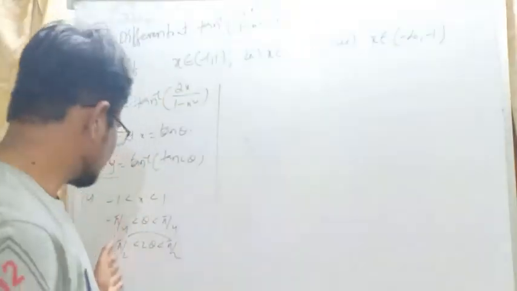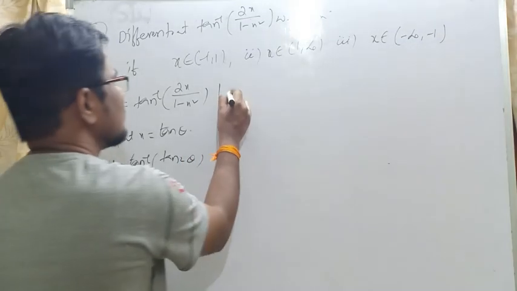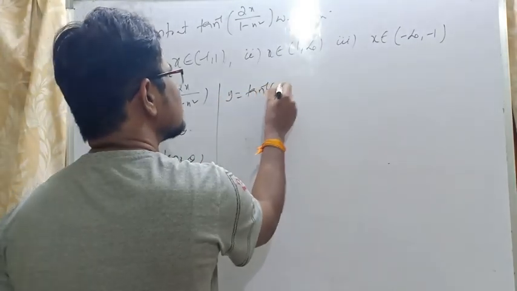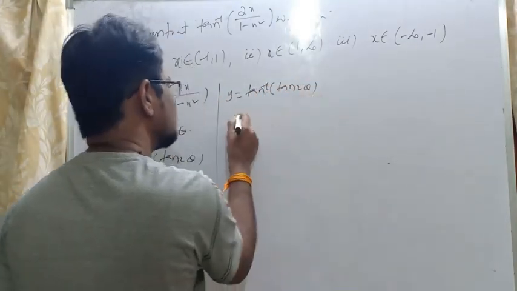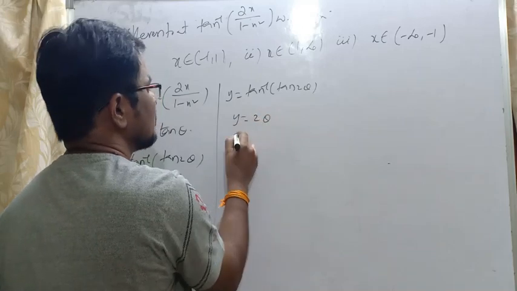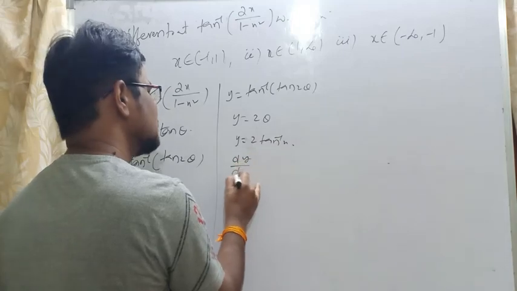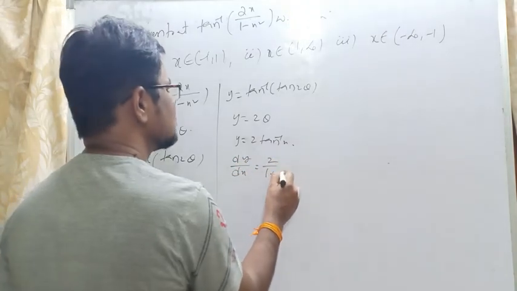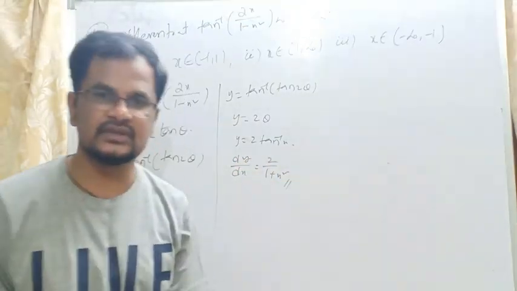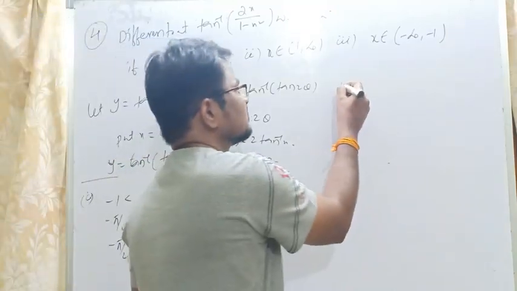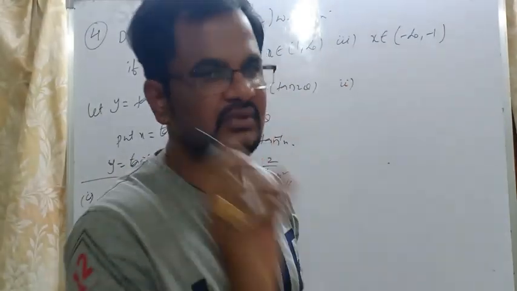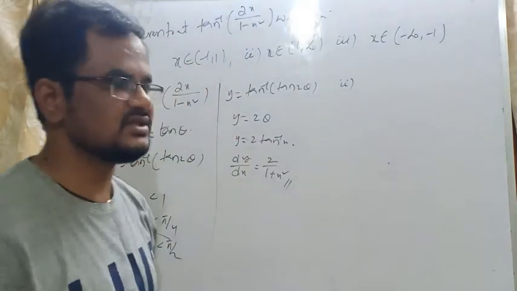Since it is the range of tan inverse x, directly we have to take y equal to tan inverse of tan 2 theta. So that's why y equal to 2 theta. y equal to 2 tan inverse x. Differentiating with respect to x, dy by dx is 2 by 1 plus x square. That's it. Okay, no? Similar problems are there, so that's why I am teaching a little bit fast.